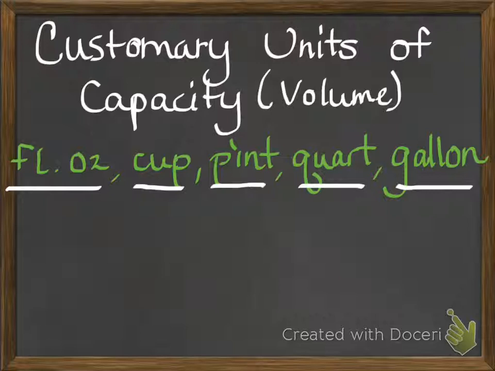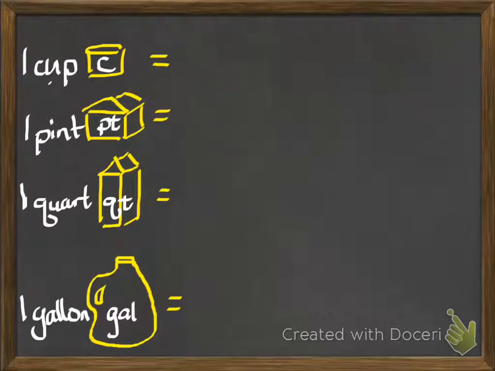So fluid ounces is the smallest measurement, then a cup is larger, then a pint is even larger, quart is larger than that, and a gallon is the largest unit of capacity. So now let's talk about what they equal, how much of one another that they equal. 1 cup equals 8 fluid ounces. Okay, a cup equals 8 fluid ounces.